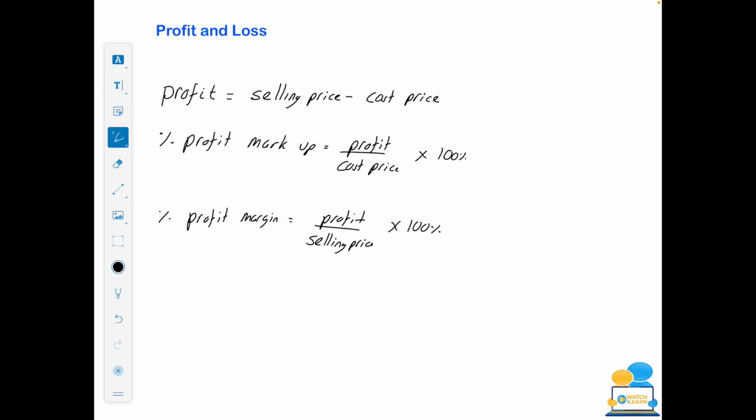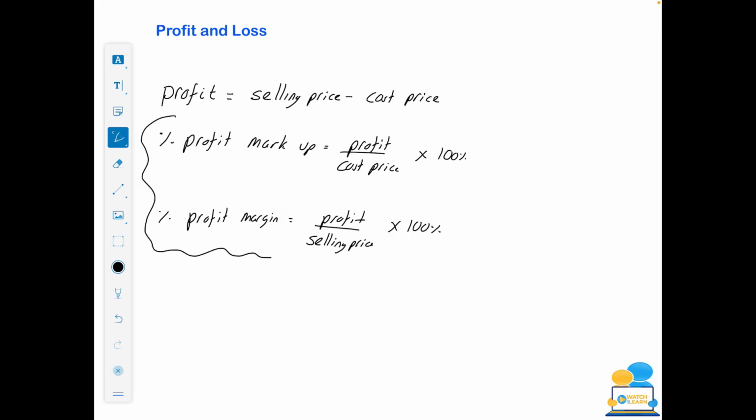Now the last section is profit and loss. So profit is how much money you make from selling something. So if I buy a bar of chocolate for €2 and I sell it to you for €3, I'll make a profit of €1. So it's the selling price minus the cost price. Now if you get out a negative answer, you haven't made a profit, you've made a loss. That's where that comes in.